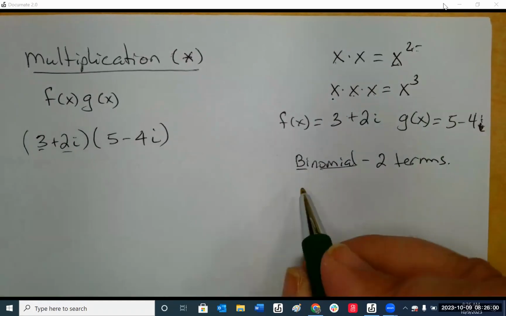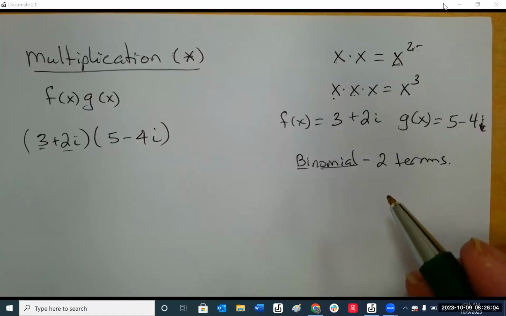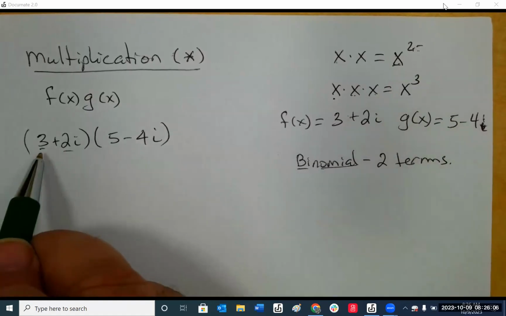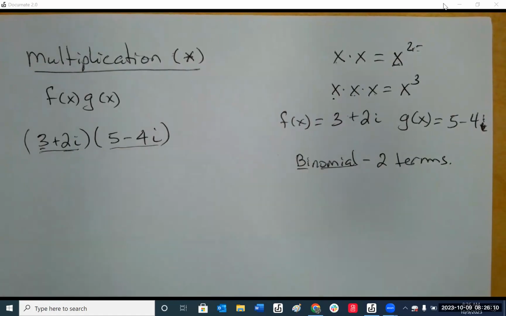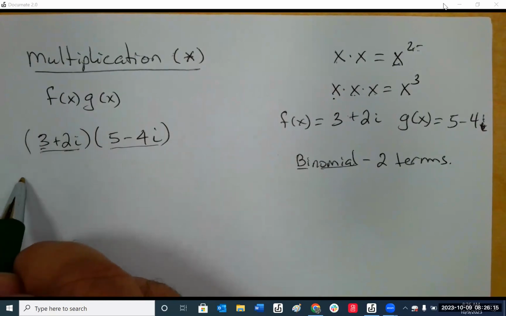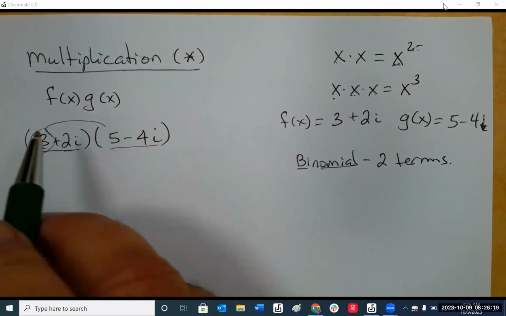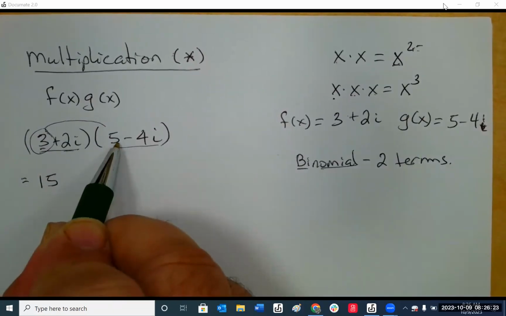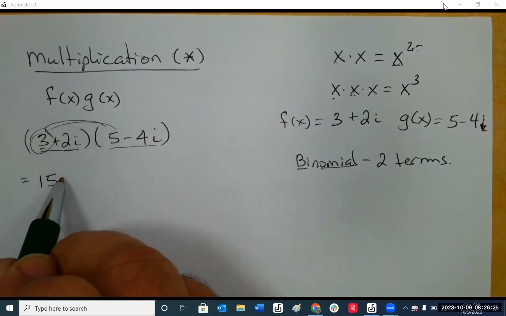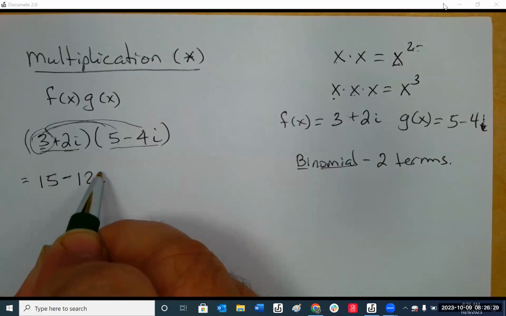What we have to do here, you learned it as FOIL in high school, but it's really distributivity. Everything in the first parenthesis has to multiply by everything in the second. So, the first term, positive times positive is positive, 3 times 5 is 15. That's the first one. Positive times negative is negative, 3 times 4 is 12i.